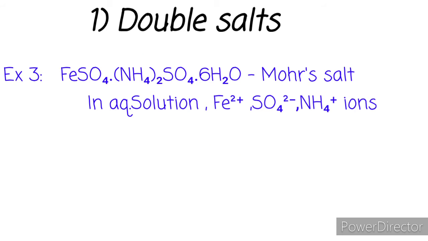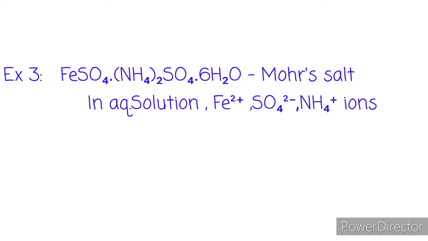One more example for double salt, Mohr's salt. It is also called ferrous ammonium sulfate. It is an addition compound of ferrous sulfate, ammonium sulfate and water in 1:1:6 ratio. In aqueous solution, it dissociates into Fe2+ ions, sulfate ions and ammonium ions. This Mohr's salt has one property in solid state and in aqueous solution it shows individual properties of these three ions. This is about double salt.